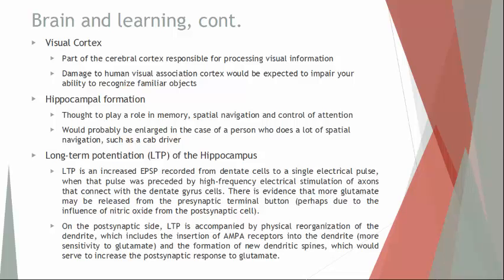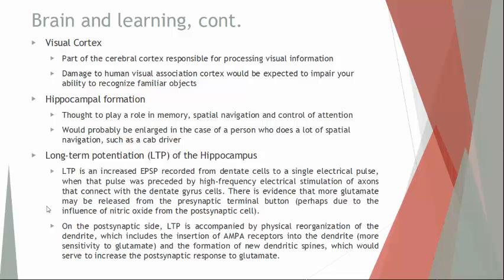Okay, on the postsynaptic side, this long-term potentiation is accompanied by physical reorganization of the dendrite. So this will include insertion of a certain type of receptor called AMPA into the dendrite, which makes it more sensitive to glutamate, and the forming of new dendritic spines, which would increase the areas that respond to glutamate. So you're making it more sensitive to glutamate, and you're creating more extensions, more surface area to be able to receive glutamate. So the bottom line is, for both of these points, the longer that you practice a mental skill, the better you will get at it, and the faster your brain is able to process it. So this is a very detailed and complex explanation of that process and exactly how it happens.